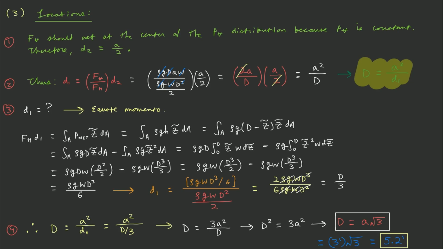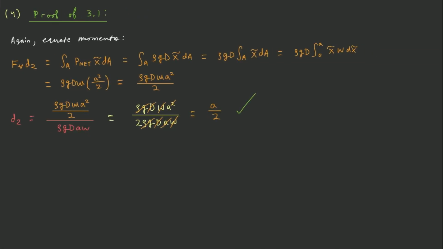The only thing left that I really want to show is a proof of 3.1 here. FV should act at the center of the PV distribution because PV is constant, therefore D2 is equal to A over 2. You could prove that this is true by equating moments in a very similar fashion on that bottom face, and I just have that quick proof here. Again, equating moments on the bottom face, we have FV times D2 is equal to the integral over A of P net x tilde dA. P net is rho g d in this case because we're looking at the bottom face. x tilde is the moment arm to one of those differential net forces at any given differential area dA. And then we have our dA.